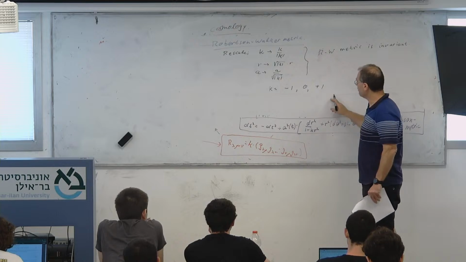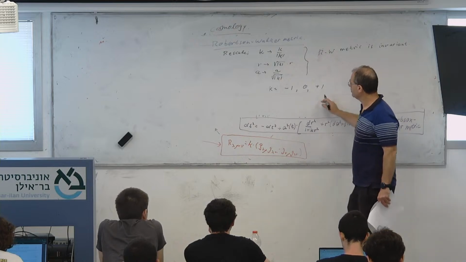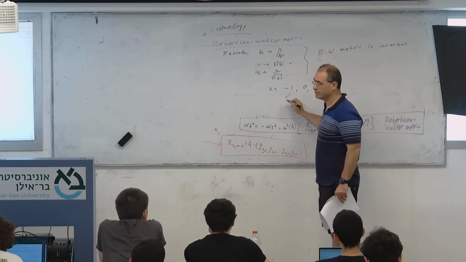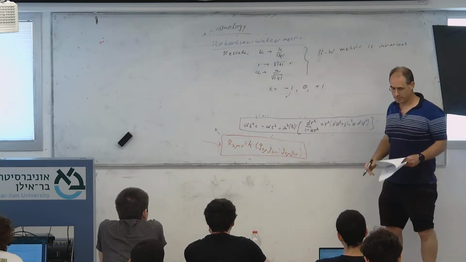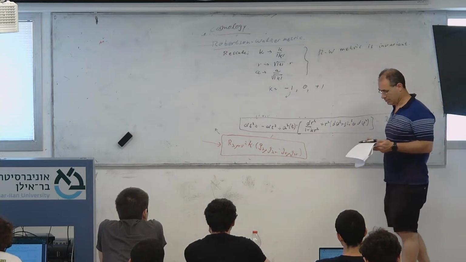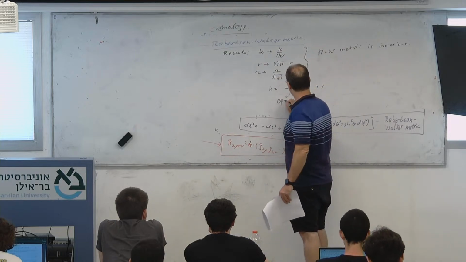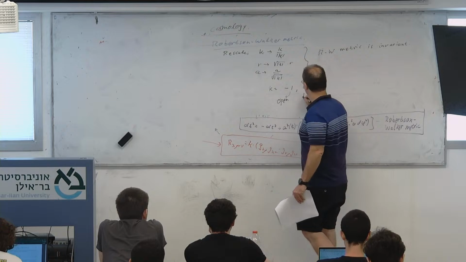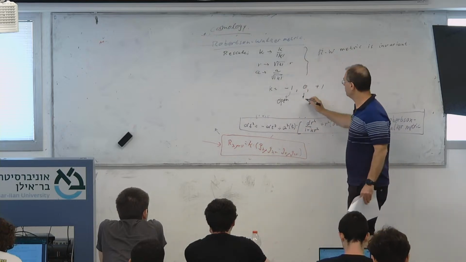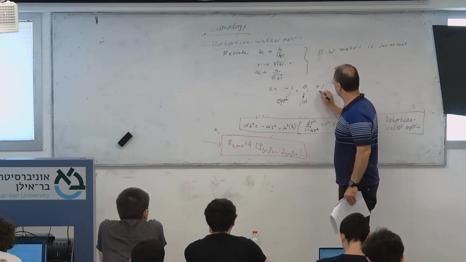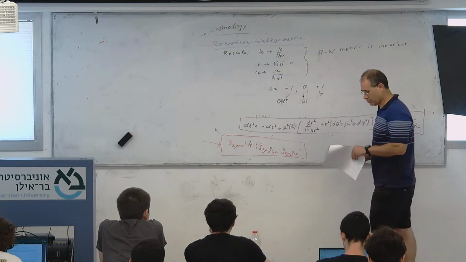Now, universes that have that, they have names. So K equal to minus 1, how do we call them? These are called open. K equal to 0, flat. K equal to plus 1, closed.